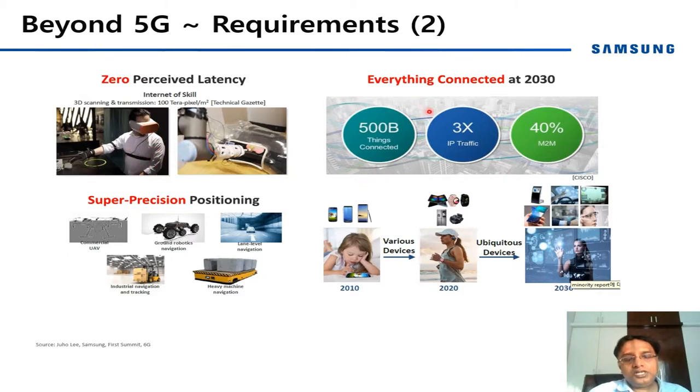Of course, on the Internet of Things, with the kind of growth in devices that get connected, we believe that around 500 billion things would need to be connected in the next 10 years, requiring three times more IP traffic. And out of that, 40% would be machine to machine communications.